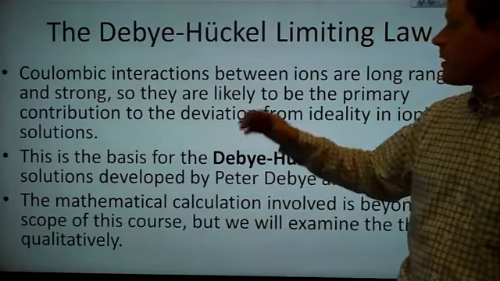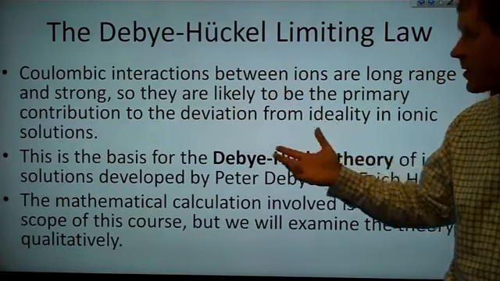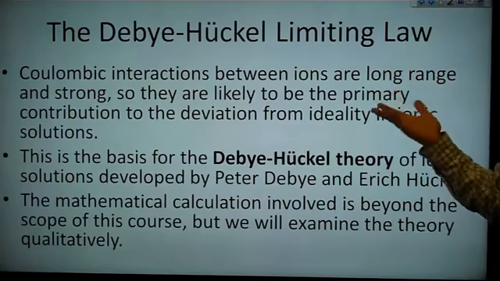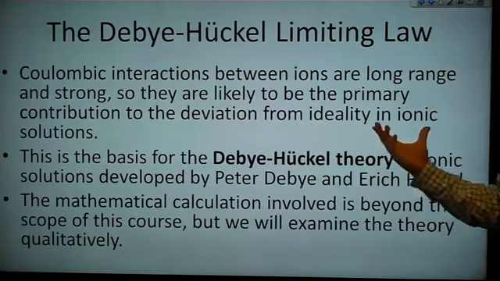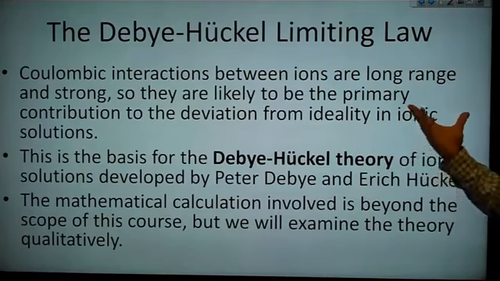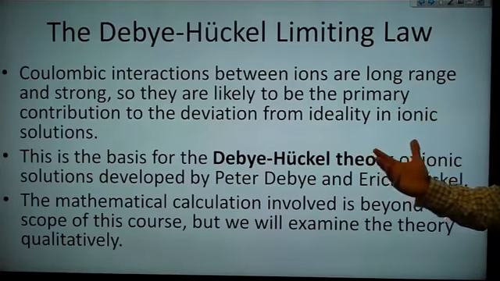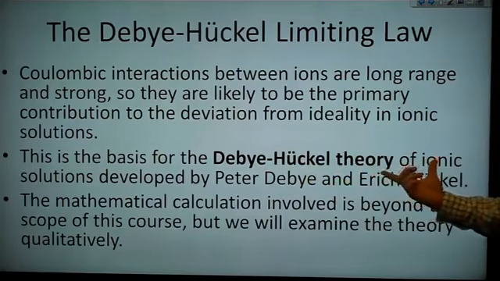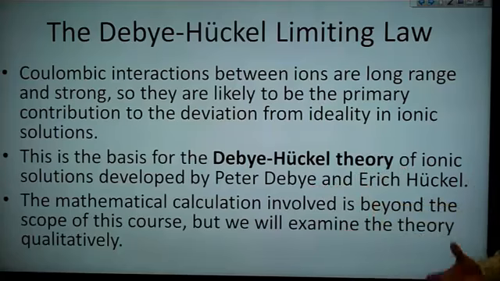Alright, now, this brings us to the Debye-Hückel Limiting Law. Coulombic interactions between ions are long range. So these are electrostatic interactions, so they're likely to be primary contributions to the deviation from ideality in our ionic solutions. This is the major component of our deviations from ideality. And so this is going to be the basis for our Debye-Hückel theory of ionic solutions that was developed by Peter Debye and Erich Hückel.